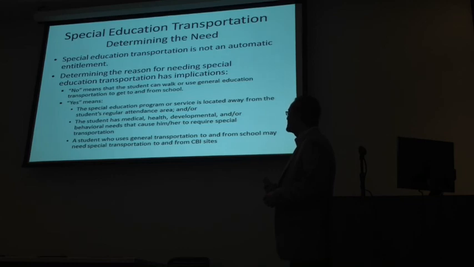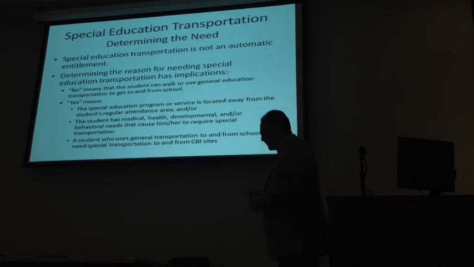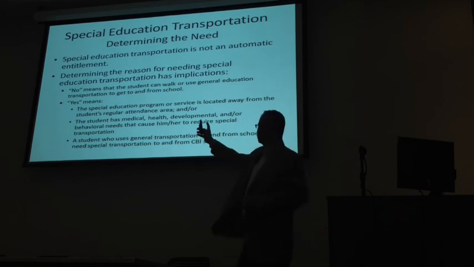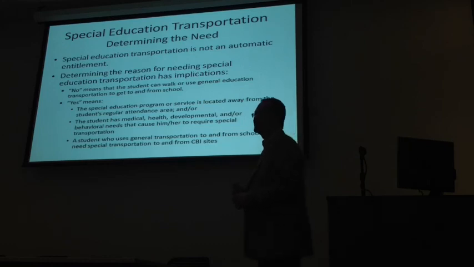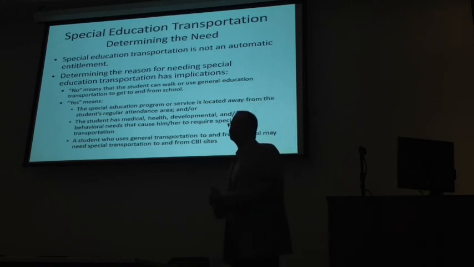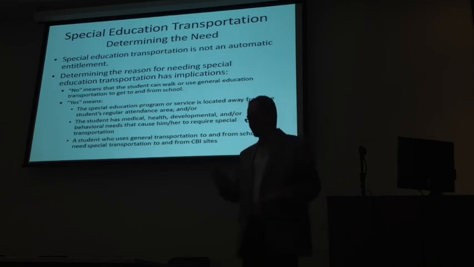If you write yes, it means the special education program or service is located away from the student's regular attendance area, i.e., it could be a regional program, a center-based program, or a residential program. The student has medical, health, developmental, and or behavioral needs that cause him or her to require special transportation. The medical, health, and developmental are pretty self-explanatory. Behavioral sometimes becomes tricky. And a student who uses general transportation to and from school may need special transportation to and from CBI sites, community-based instruction, when they're going out into the community. So that could be an option as well.